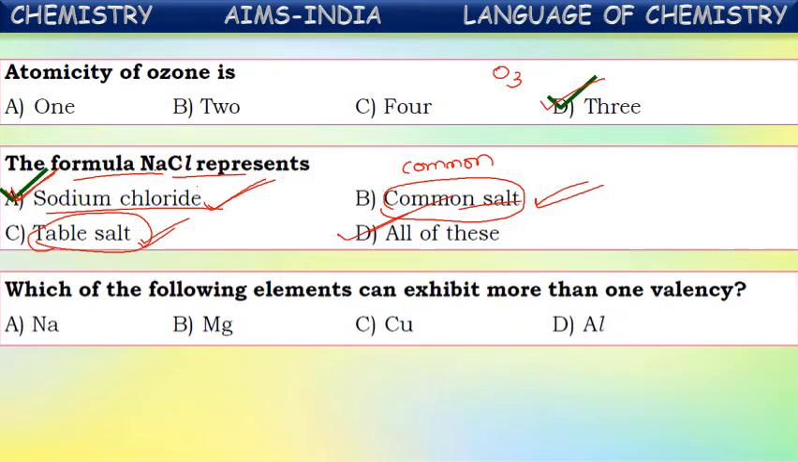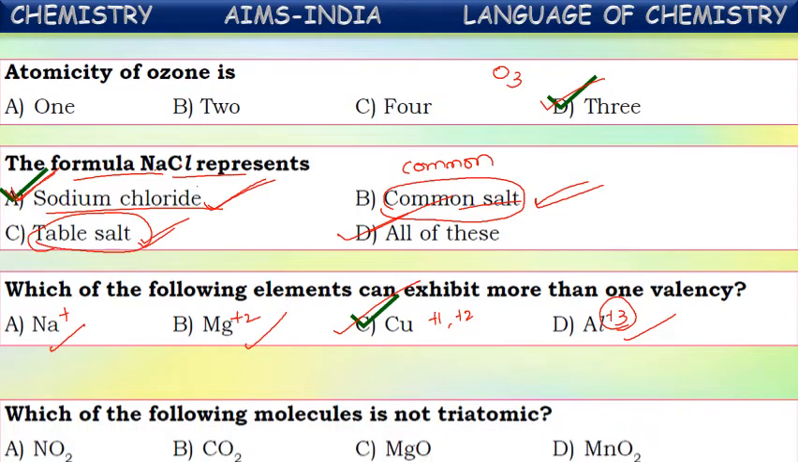Now, which of the following elements can exhibit more than one valency? See, sodium's valency is +1. Magnesium is +2. Copper shows two types: +1 and +2 also. Aluminium shows +3. Sodium shows only one valency, magnesium only +2, aluminium only +3, but copper shows two types of valencies. So the element that exhibits more than one valency is copper. Yes. Now come to the next question.